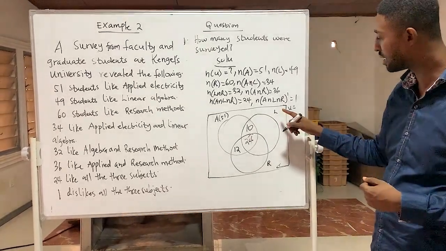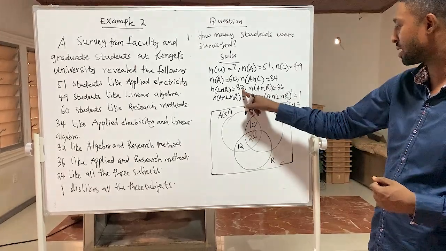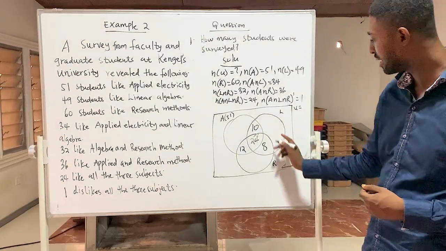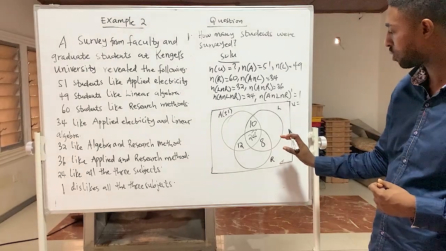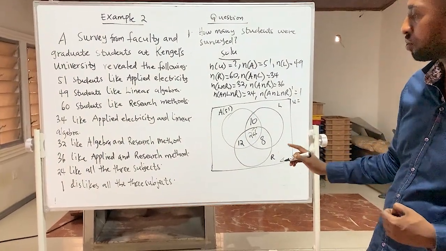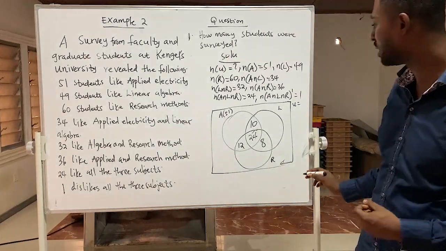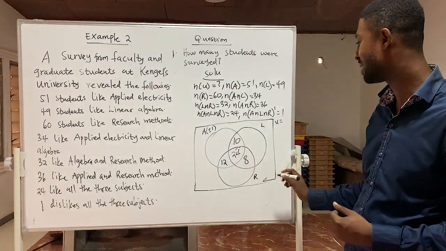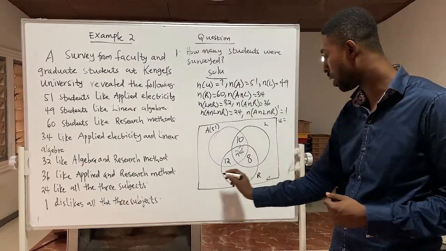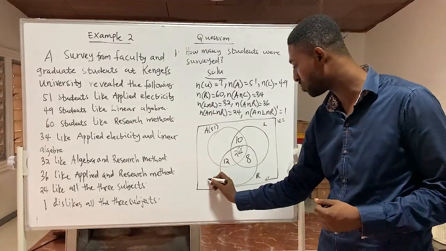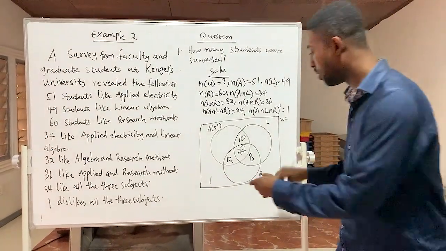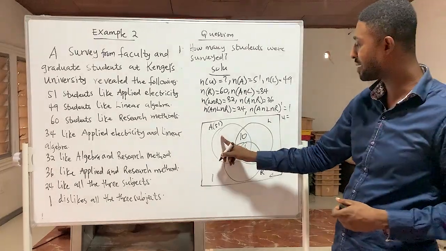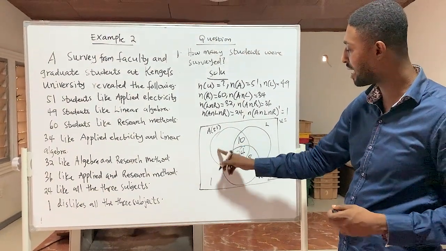Then this is for students who study linear algebra and research method, which is 32. So if I take 24 out, I'll be left with 8. Then any other part, which is not any, so here, 1 dislikes all the three subjects. Normally, you don't add 1 inside the circle. It can be written anywhere outside the circle, but it should be inside the box. So I'll put my 1 here. These are the students that do not like any of the subjects. 1.